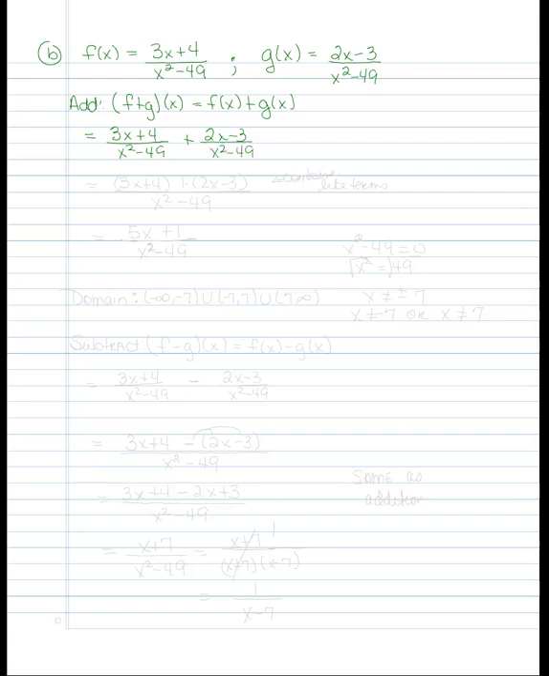Now, go back to fractions 101. Whenever you have like fractions, meaning the denominators are the same, what are you to do? Add the numerators, right. So we're going to combine the numerators, 3x plus 4 plus 2x minus 3, all over a common denominator. So we don't need to write the x squared minus 49 twice. It's written right over a common denominator.